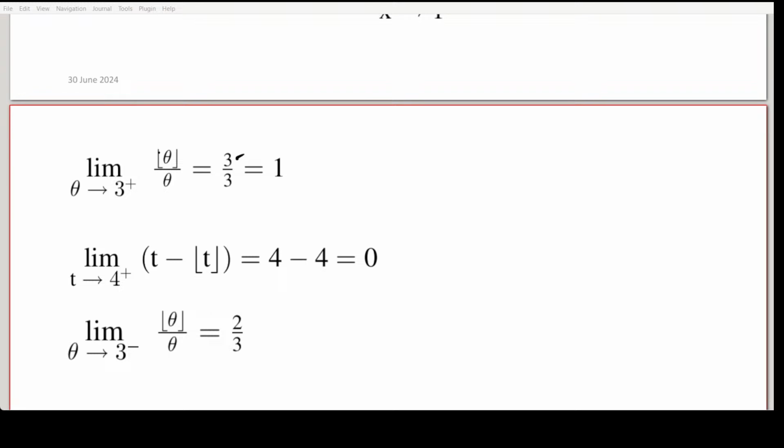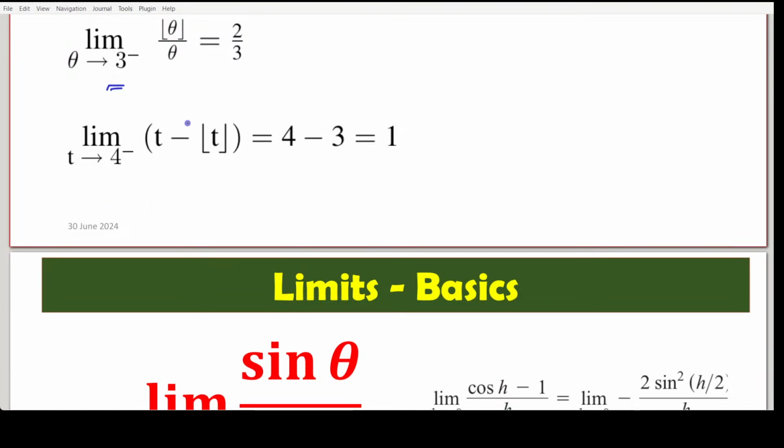Do you agree with this statement? Yes, sir. Okay, so step of 3 plus, let's say step of 3.1, that becomes 3 only. So that's why the limit is 1. What about this case? Do you agree with this? Yes, sir, this is also correct only. This also. What about this one? Sir, this is also right. Wait. This one? Sir, this is also right.